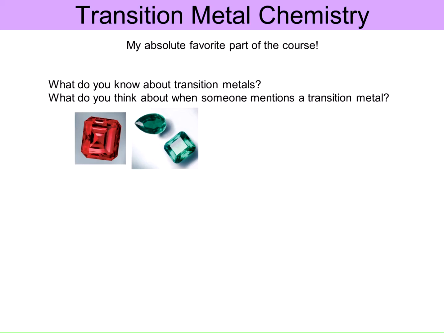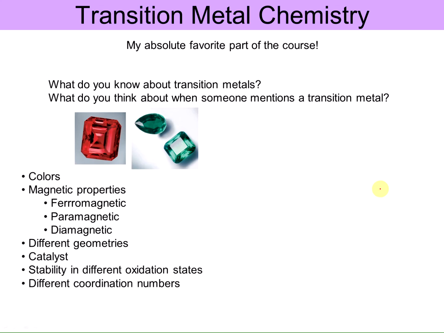So I want you to just kind of think about, what do you know about transition metals? And what do you think about when somebody mentions a transition metal? Well, one of the things that may come to mind, if you have any experience with transition metals, is that they're usually really, really colorful. So it's the transition metal that gives the ruby its color and the emerald its color, because it has transition metals stuck in the crystalline lattice that give it the pretty colors.